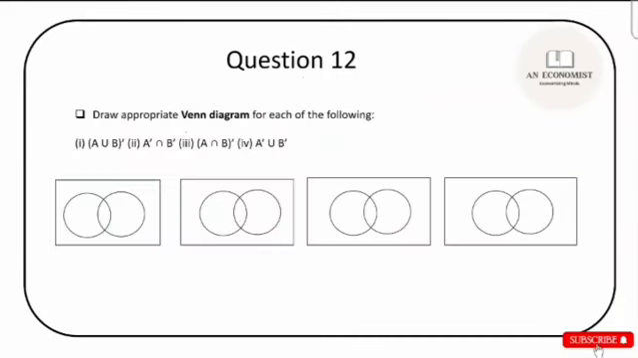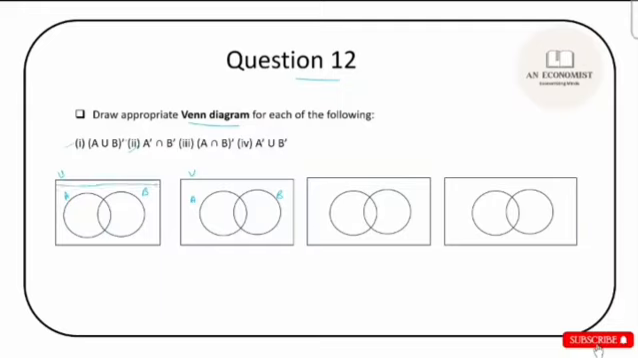Let's do question number 12. It says draw appropriate Venn diagram for each of the following: A union B complement and A complement intersection B complement. We just proved that these two have to be equal by De Morgan's law. So let's verify this. This rectangle is the universal set. Suppose this is set A and this is set B. Similarly here we have the same thing, right? So A union B is what? This entire portion is A union B, and if you take complement, it will be the rest of the portion.